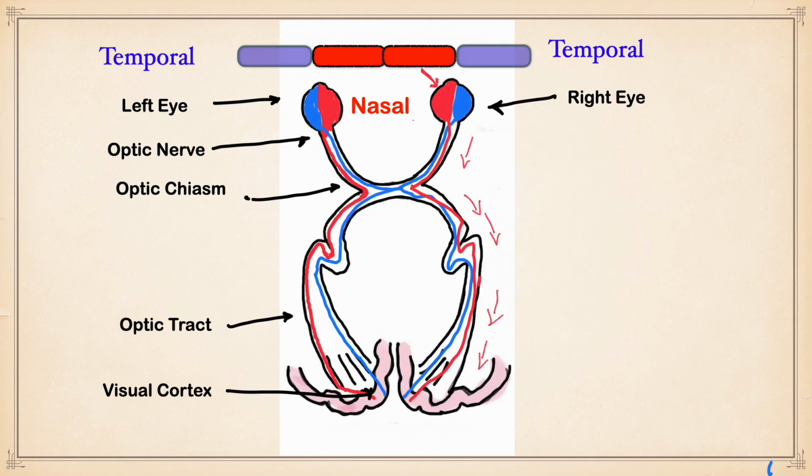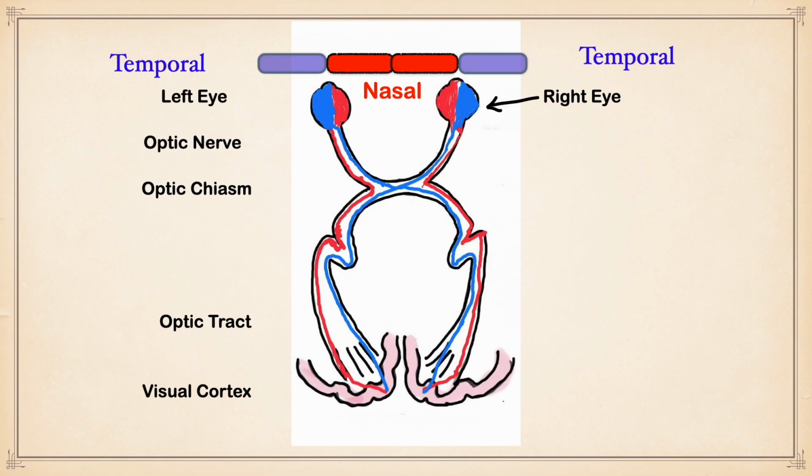Light from the nasal side of the visual field enters the right eye through the nasal side, crosses and hits the temporal side retina, which then takes the converted signal down the optic nerve, optic chiasm, to the optic tract, ending in the visual cortex.